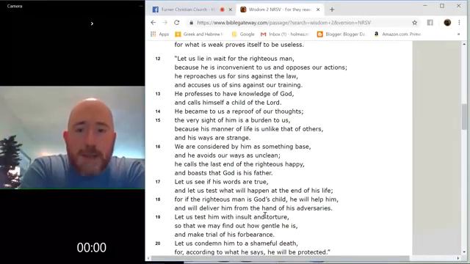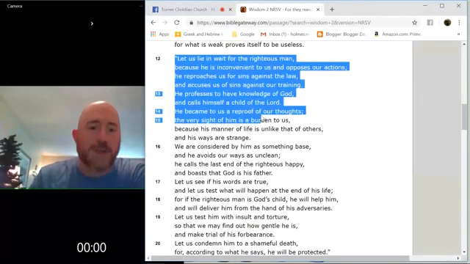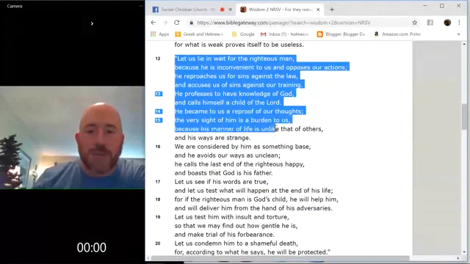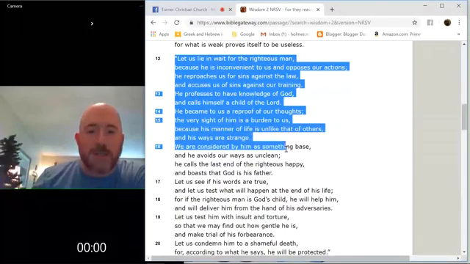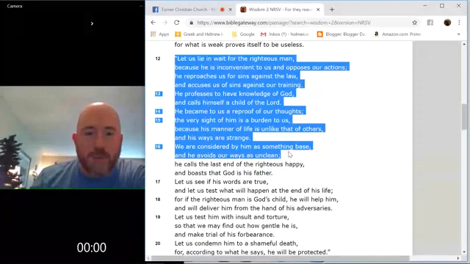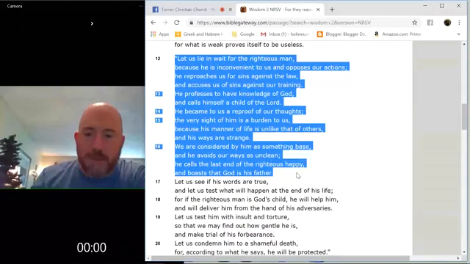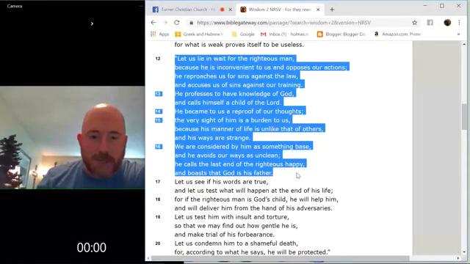It says, "Let us lie in wait for the righteous man, because he is inconvenient to us and opposes our actions. He reproaches us for sins against the law and accuses us of sins against our training. He professes to have knowledge of God and calls himself a child of the Lord. He became to us a reproof of our thoughts. The very sight of him is a burden to us, because his manner of life is unlike that of others, and his ways are strange. We are considered by him as something base, and he avoids our ways as unclean. He calls the last end of the righteous happy, and boasts that God is his Father."